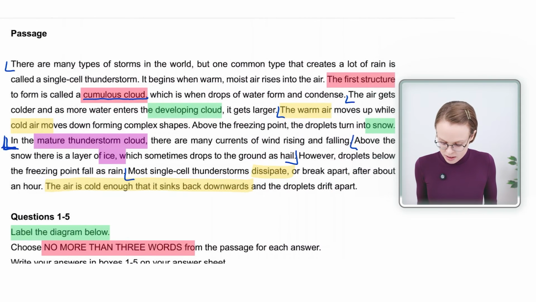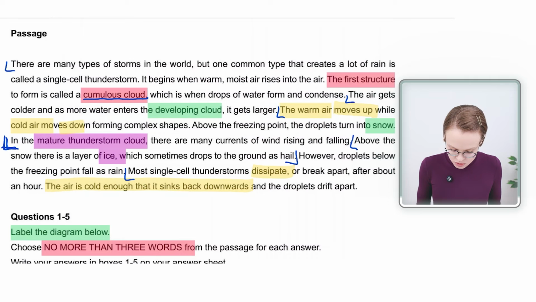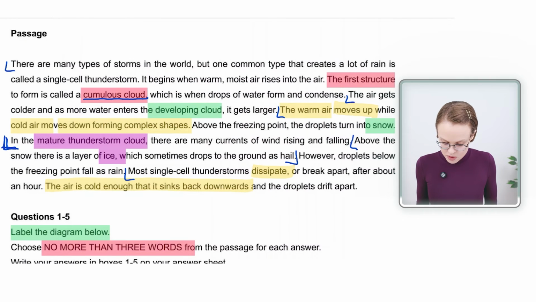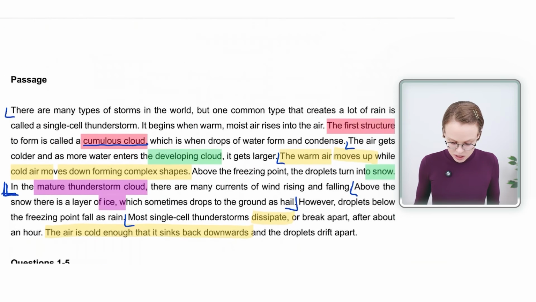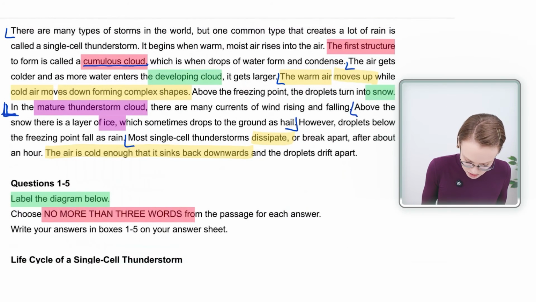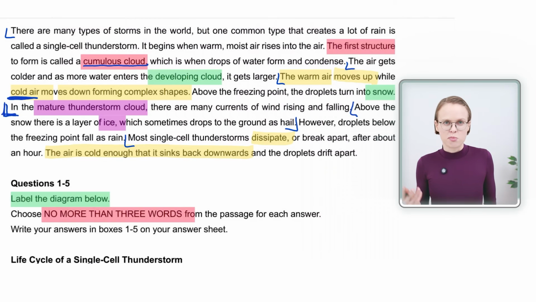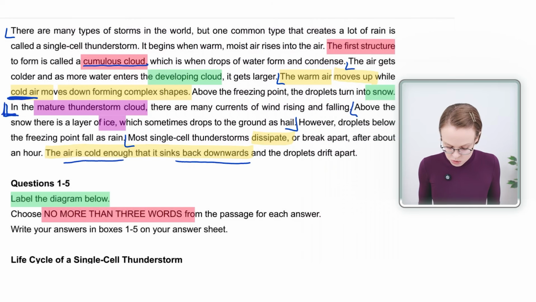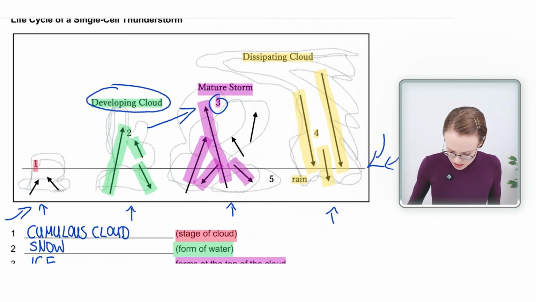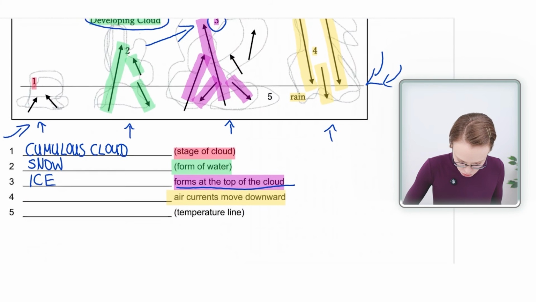The warm air moves up, while cold air moves down, forming complex shapes. This sentence was talking about the developing cloud. Here, the arrows pointing upwards stand for warm air moving up, while the arrows pointing downwards stand for cold air moving down. And here we have the words cold air. So they're basically just paraphrased here where it says the air is cold enough that it sinks back downwards. So we can use cold air. This is the correct answer. So I'm going to write down cold air.